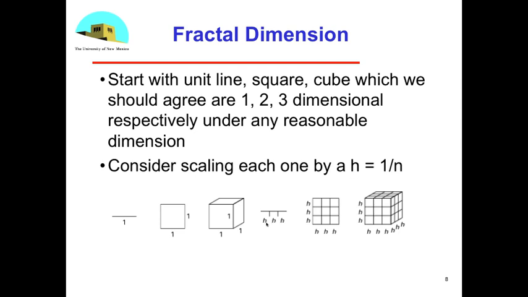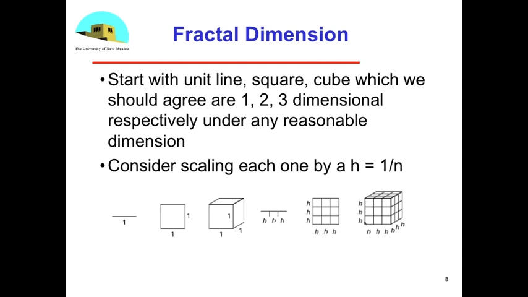Here would be a third, a third, a third, and I get 3 line segments out of that. If I scale by that same factor on the square, I get 9 little objects, each with a side length of a third. And likewise for the cube, I divide the sides into thirds, and I get 27 little subcubes, each of which has length h, 1/3 on its side.